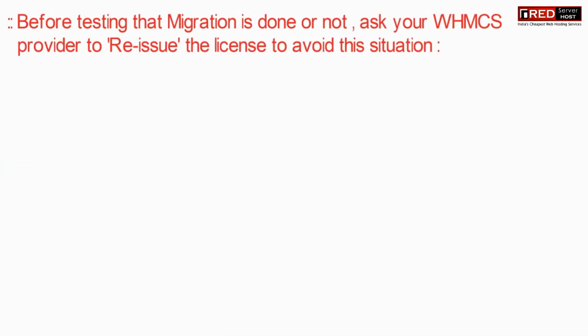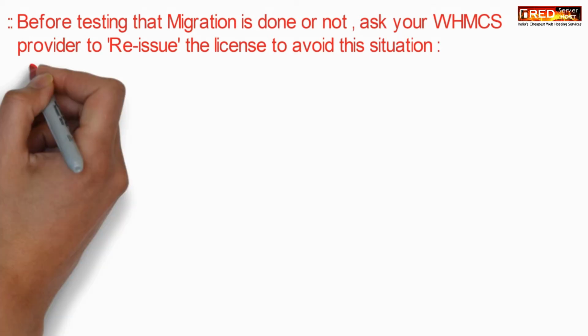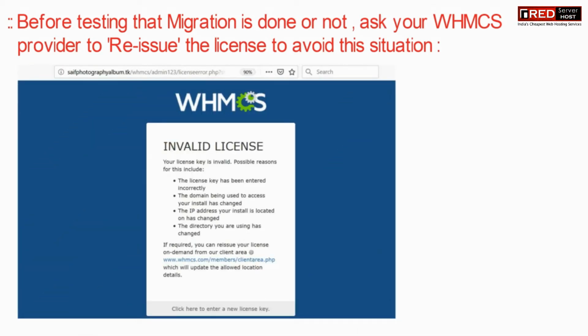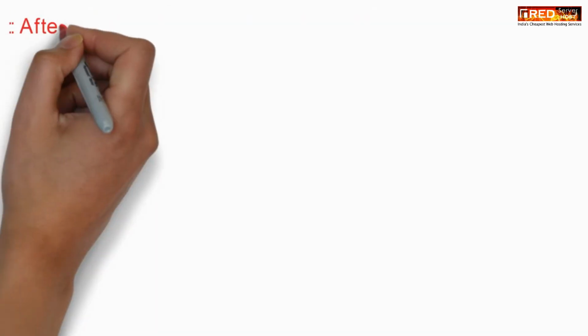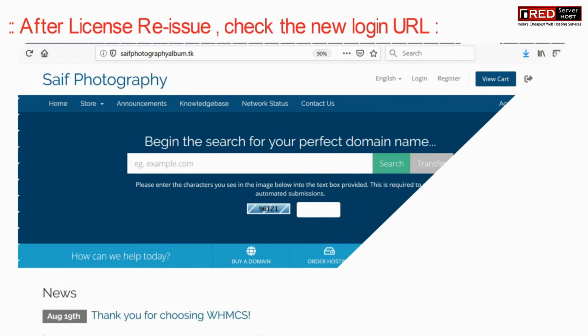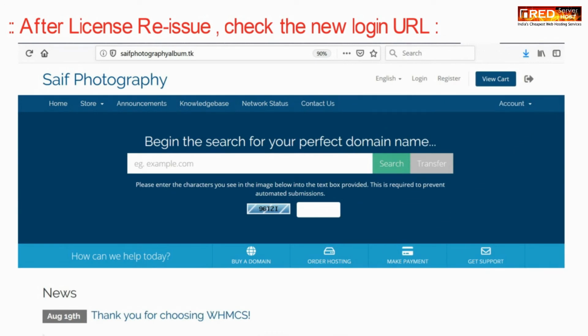Now before going ahead, you need to reissue your WHMCS license. For that, ask your WHMCS provider to reissue. Once the reissue has been done, you can check your new login URL.